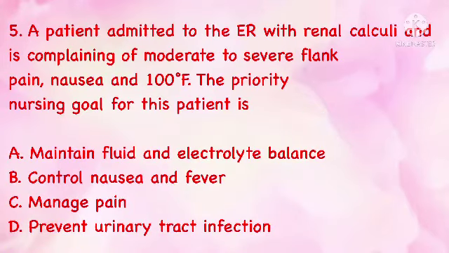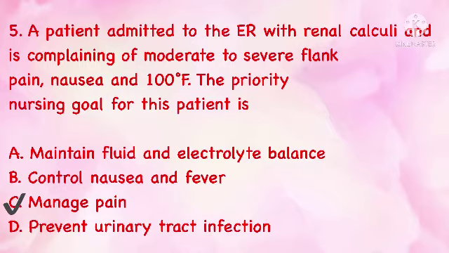A patient admitted to the ER with renal calculi is complaining of moderate to severe flank pain, nausea and 100° Fahrenheit fever. The priority nursing goal for this patient is: maintain fluid and electrolyte balance, control nausea and fever, manage pain, prevent urinary tract infection. And the correct answer is C.